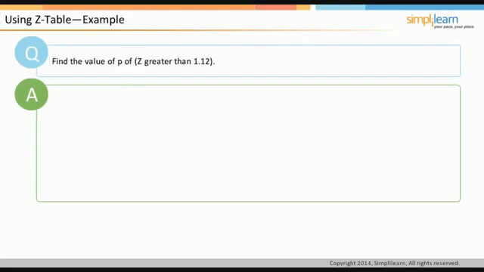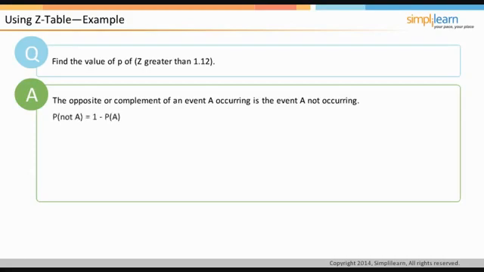You can find this by using the following fact. The opposite or complement of an event A is the event of not A. That is, the complement of event A occurring is the event A not occurring. Its probability is given by P of not A equals 1 minus P of A. In other words, P of z greater than 1.12 is 1 minus the opposite, which is P of z less than 1.12.